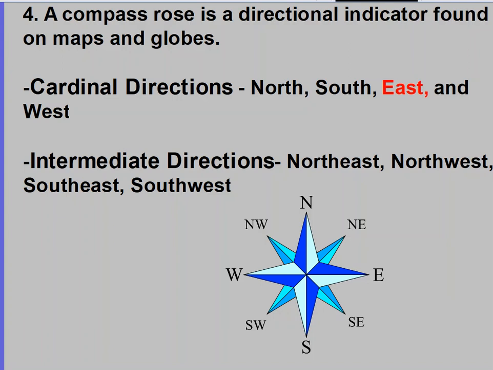The last couple things we're going to look at is a compass rose. That's what you have a picture of there. It's a directional indicator that's on both maps and globes. And our cardinal directions, that's what we call them, are north, south, east, and west. And the intermediate directions are northeast, northwest, southeast, and southwest.